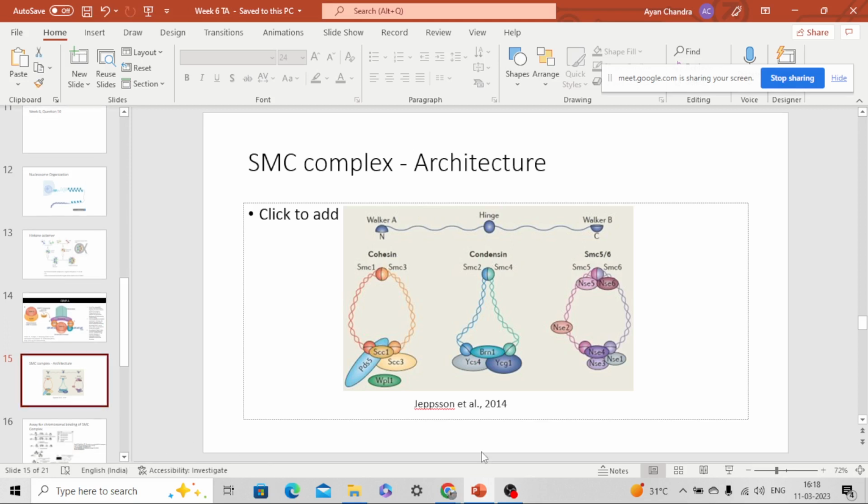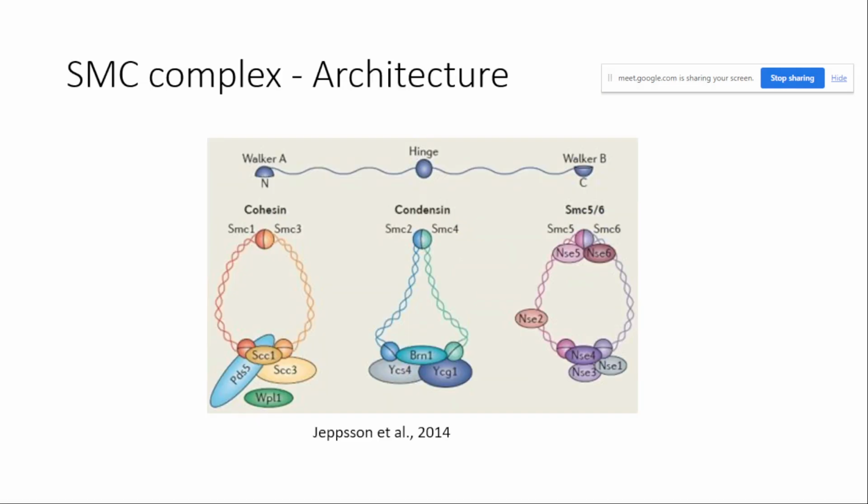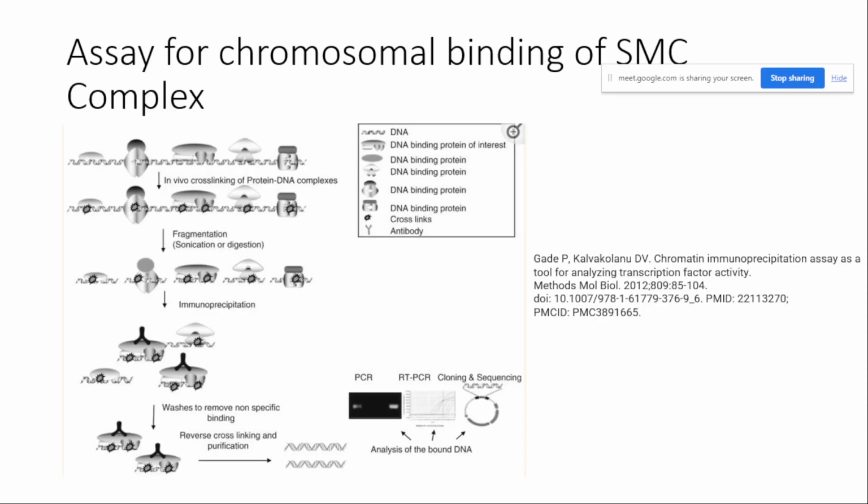Okay, let's move on to the next slide. As we know, these SMC molecules are recruited to the chromosome, bind to the DNA and do their work. If you are working with these SMC complexes, there is an important assay for finding the chromosomal binding of SMC molecules, known as ChIP, chromatin immunoprecipitation, where we can do a quantitative assay of how much of a particular SMC protein is bound to the chromosome.